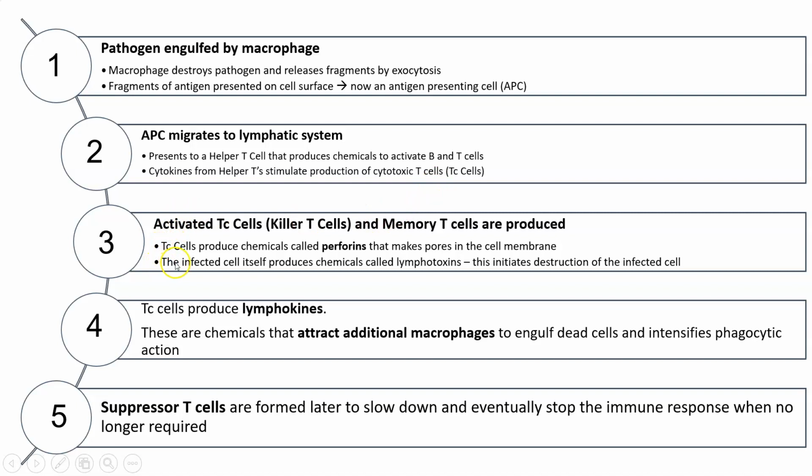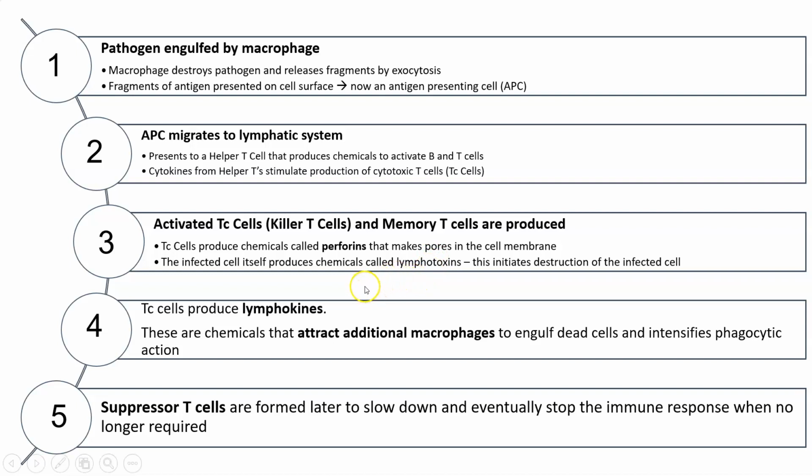Once these killer T cells are activated, they will migrate towards that pathogen, remembering that they have their antibodies on the surface of the cytotoxic T cell, and they bind with that foreign antigen and release a chemical called perforins. And these make pores in the cell membrane of that infected cell. In response to these perforins being released, the infected cell will also secrete lymphotoxins. So it's going to initiate its own self-destruct mechanism and help get rid of that pathogen.